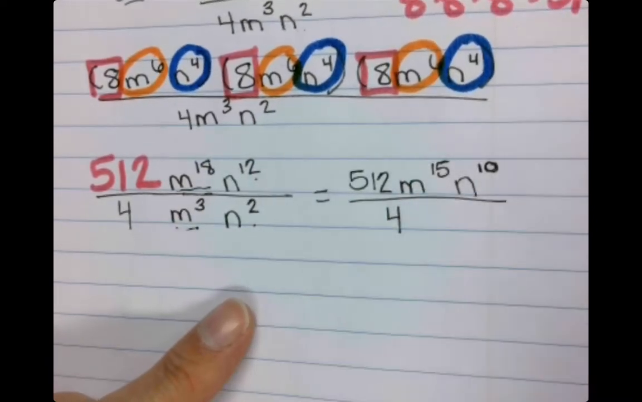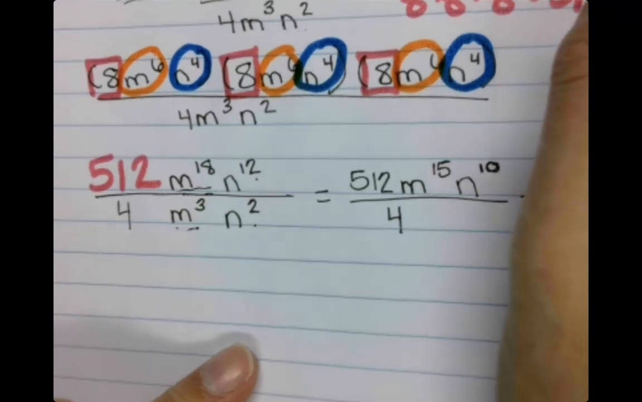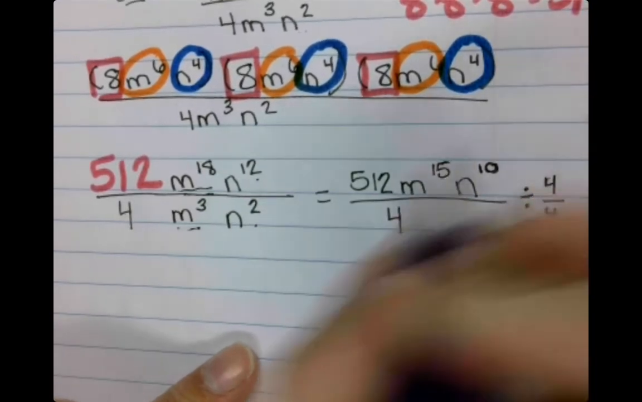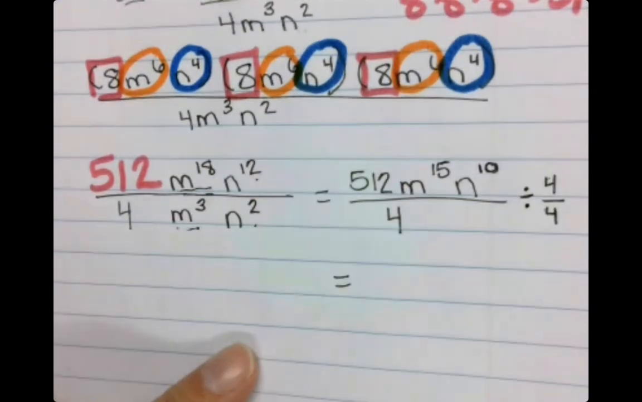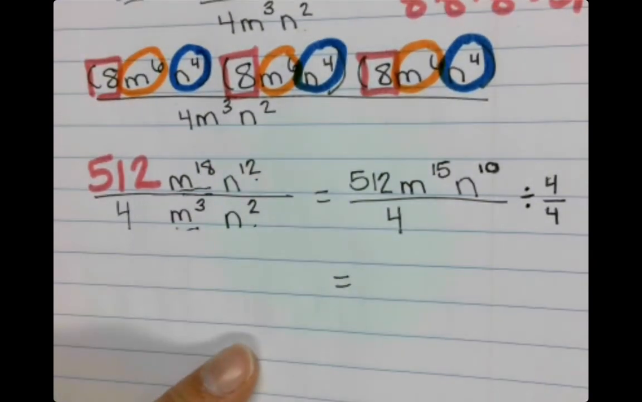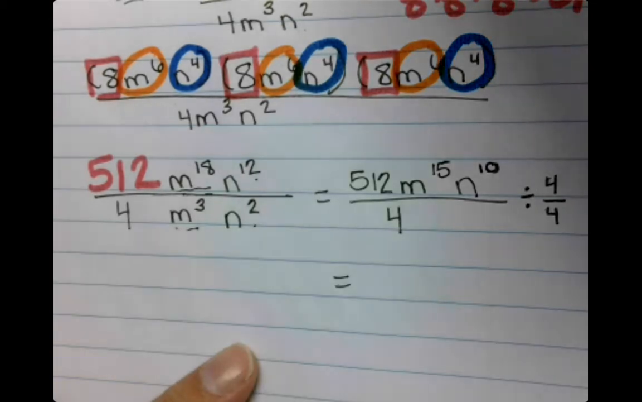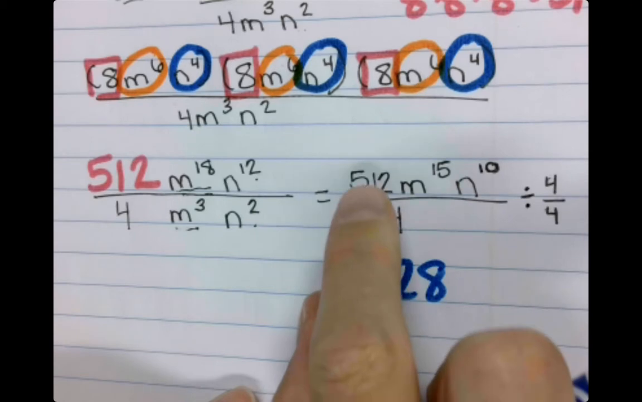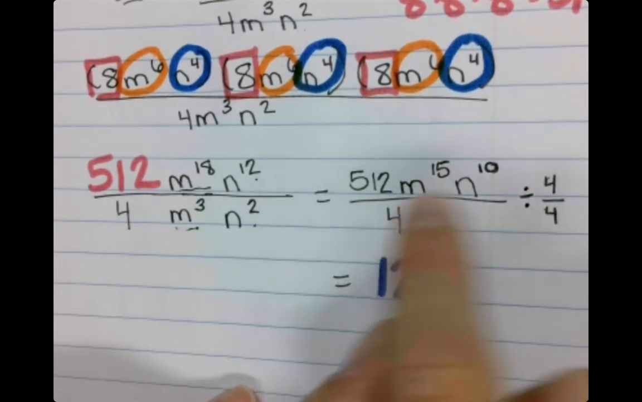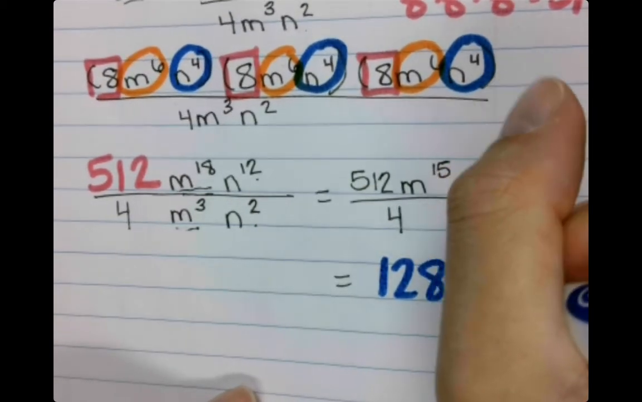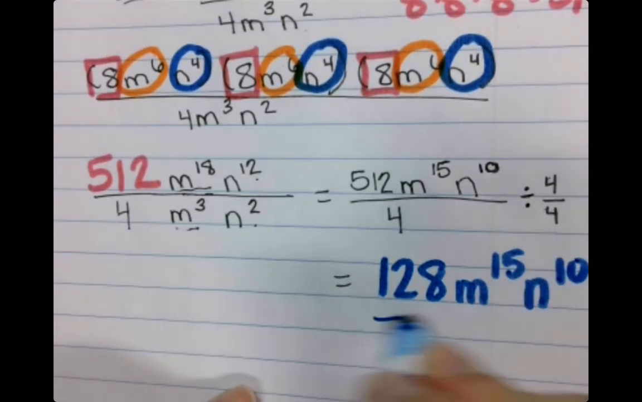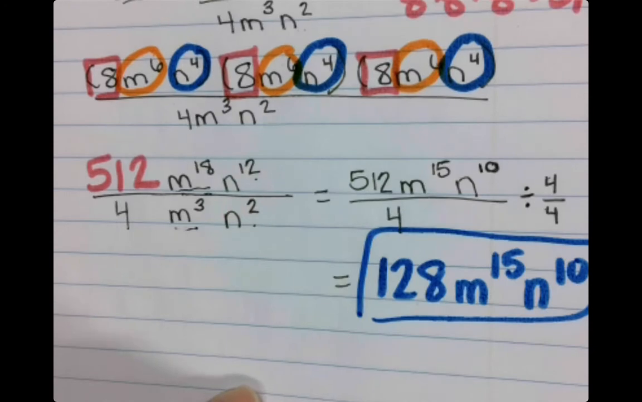All right? And then I know that both of these are divisible by 4. So my final answer is 128, because 512 divided by 4 is 128. 4 divided by 4 is 1, which I told you we talked about before, you don't need to write. m to the 15, n to the 10th. All right, that would be your final answer.